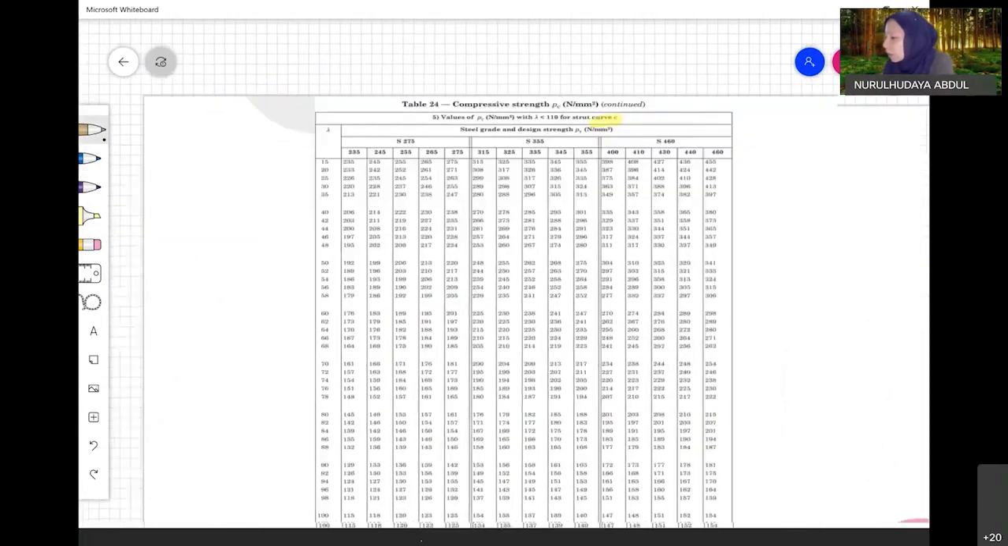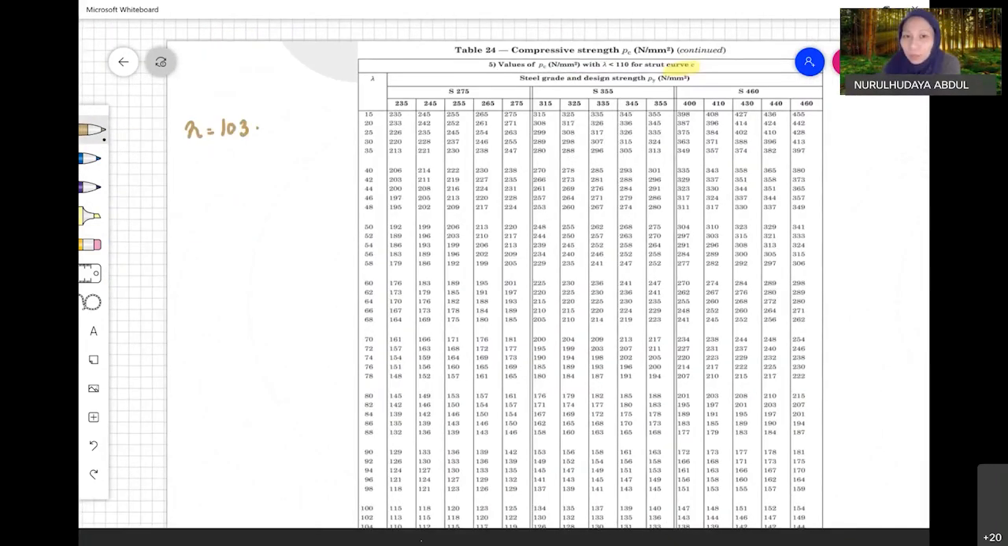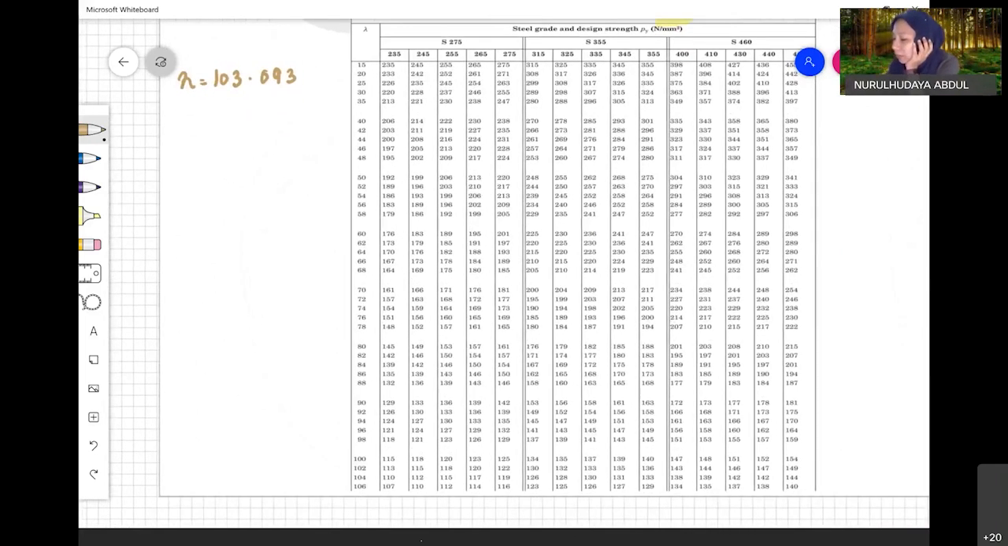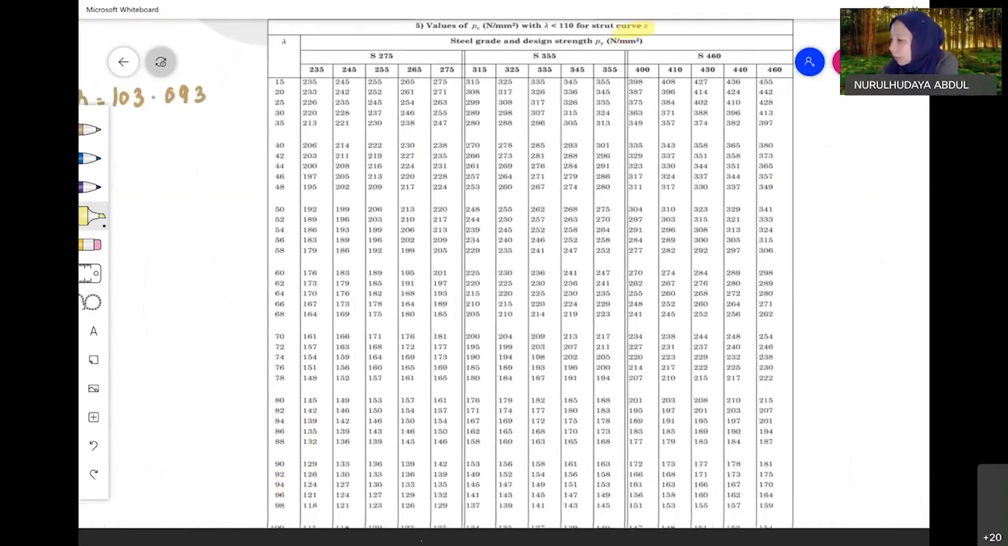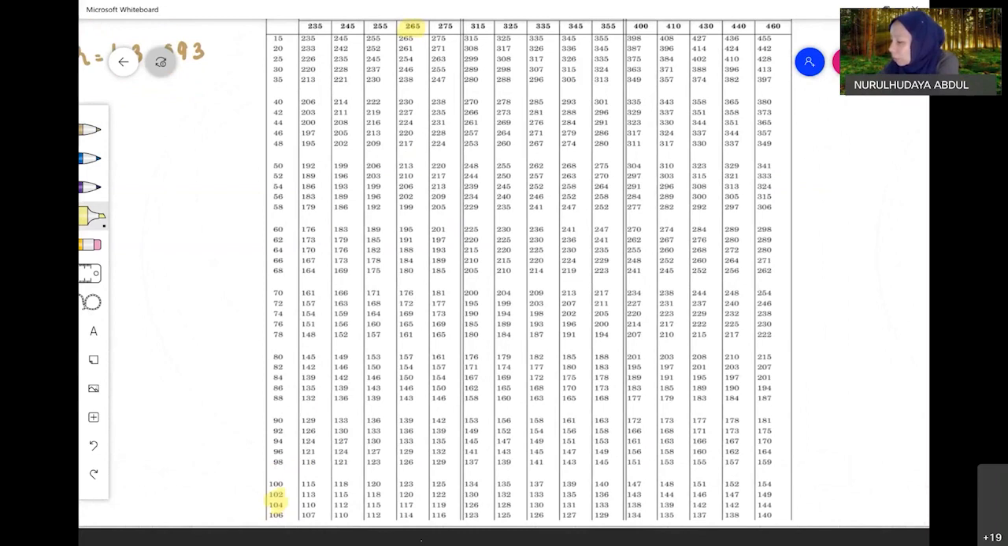So here is curve C. The slenderness ratio is 103.093. 103.093 is not here either. You know that it is between 102 and 104. And also your PY should be 265. So it is in this 265 column and the 102 to 104 row.